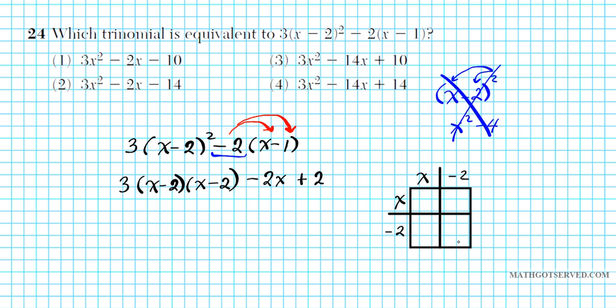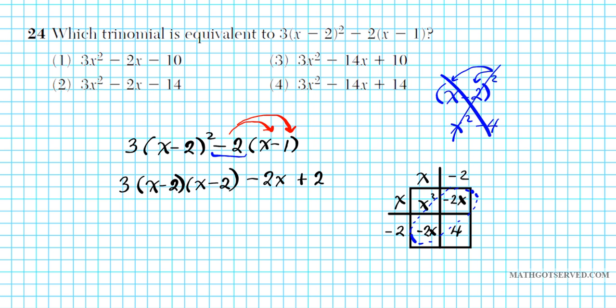So this is like a multiplication chart. That's what it is. Okay, x times x is x squared. X times -2 is -2x. X times -2 is -2x. -2 times -2, minus times minus is plus. 2 times 2 is 4. If you notice, the diagonals are like terms which can be combined.